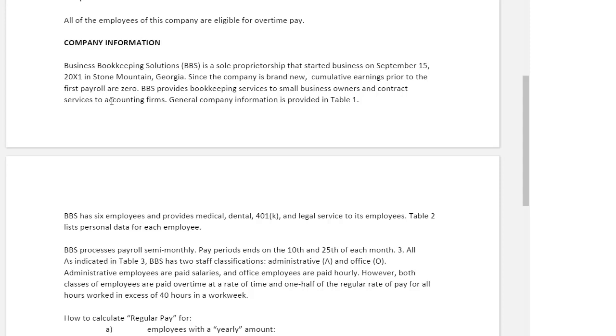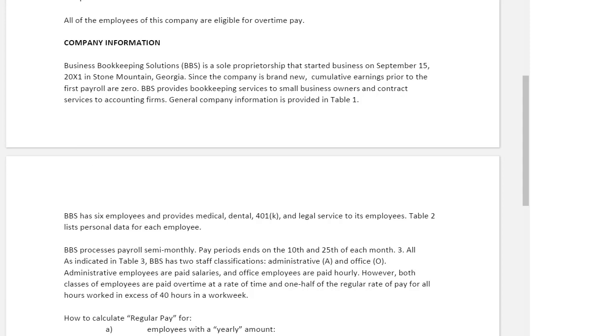So company information. BBS, Business Bookkeeping Solutions, is a sole proprietorship that started on September 15th of this year in Stone Mountain, Georgia. Since the company's brand new, cumulative earnings prior to the first payroll are 0. BBS provides bookkeeping services to small business owners and contract services to accounting firms. General company information is provided in Table 1.